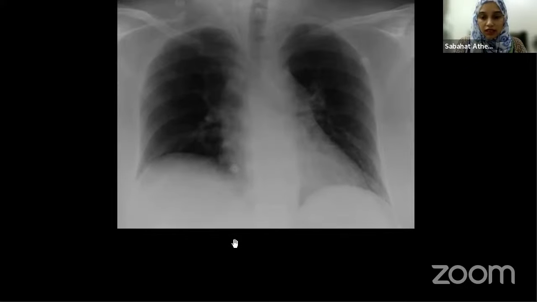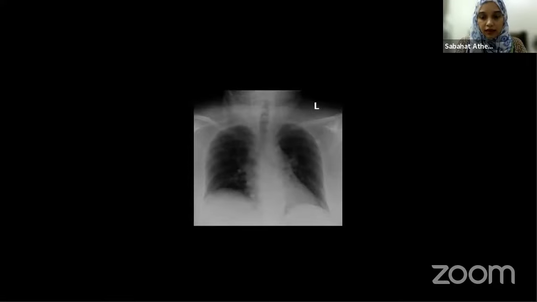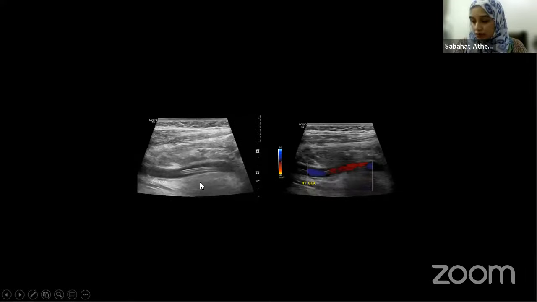Okay. Let me try. So what we did was the ultrasound here. When we did the ultrasound, we showed them that this is the CCA and the catheter is passing through the artery. So basically, this was inadvertent arterial insertion of the central line. Okay, so this is one of the ways of doing it.